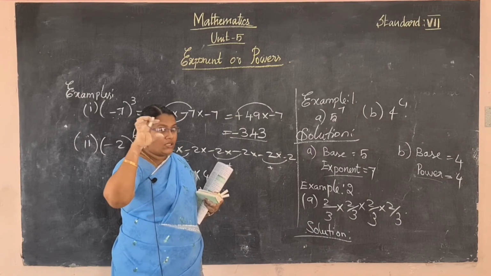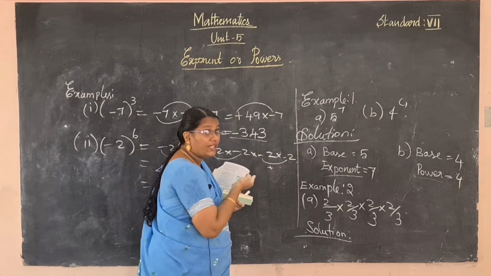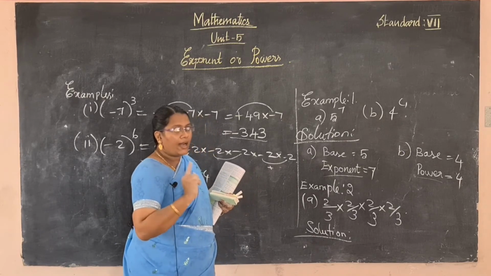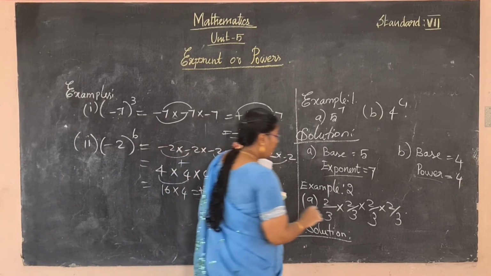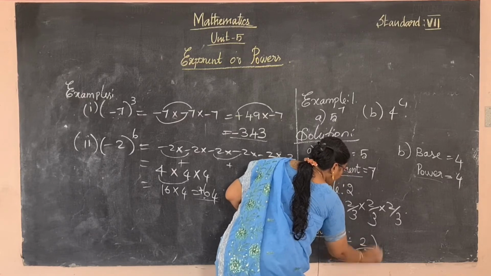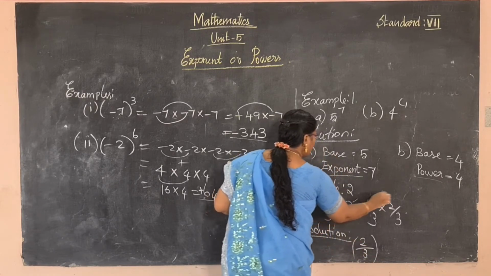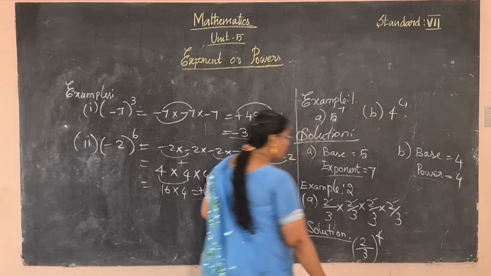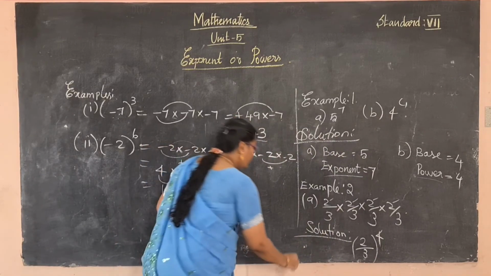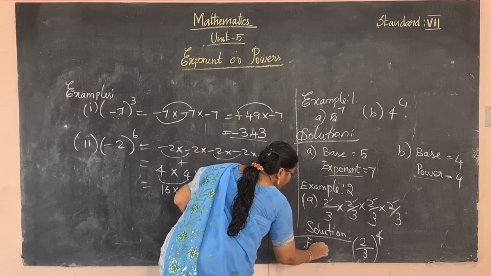A, we have considered the rational number. Here the rational number is given. 2 by 3 is a rational number. Okay, so the base value is 2 by 3. How many times is it repeated? 1, 2, 3, 4. So the answer is 2 by 3 the whole power 4. This is the exponential form.